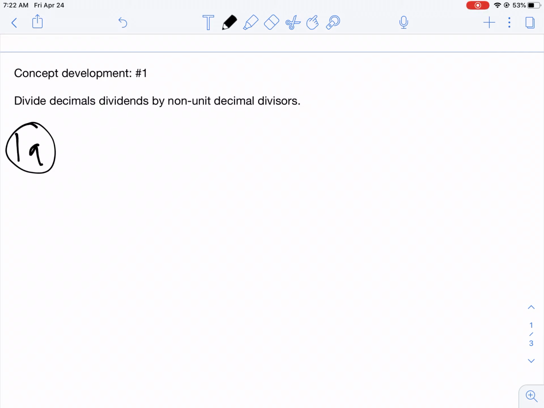Here is our concept development for lesson 30, dividing decimal dividends by non-unit decimal divisors. So here's our first problem. We did this yesterday, okay? We did 2 divided by 1/10. Yesterday when we did this, how many tenths are in 2? Well, if there are 10 tenths in 1, in the number 2, there are 20 tenths, right? So our answer is 20.